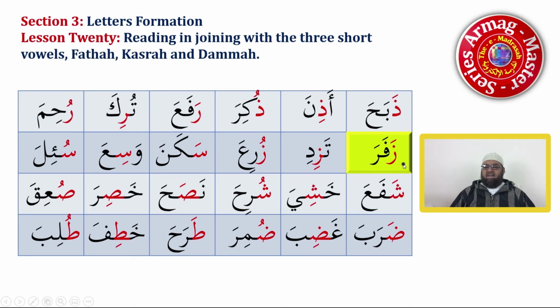That word is zafaro. Zafaro. Okay, let's find the other one. That word is su'iqa. Su'iqa. Okay, let's find the other one. That word is adhina. Adhina. All right, so let's find the other one. That word is khatifa, khatifa. Let's find the other one. Okay, that word is turika, turika.